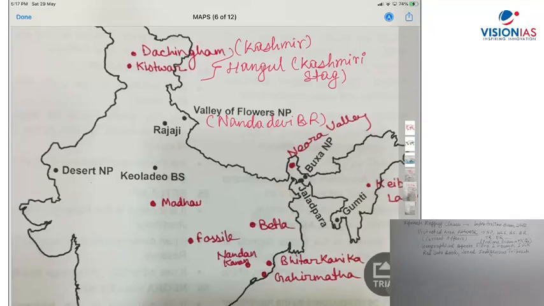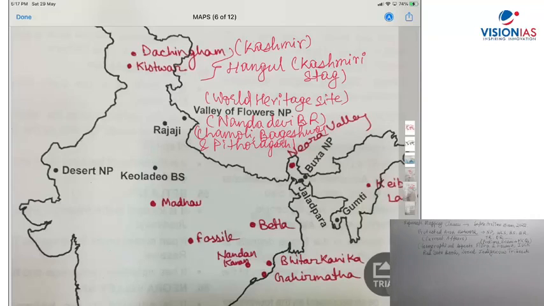Valley of Flowers National Park is part of three districts: Chamoli in Uttarakhand, then Bageshwar and Pithoragarh. That's where the Valley of Flowers National Park comes. And Valley of Flowers is also a World Heritage Site. This is the way you have to practice through the map. It is also under the UNESCO World Heritage Site.